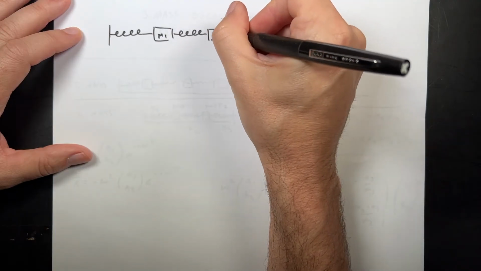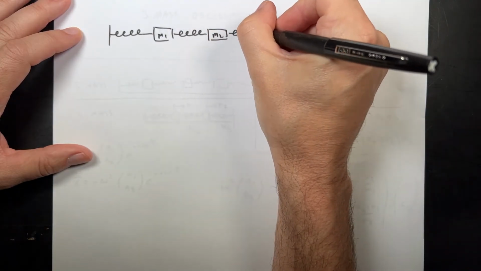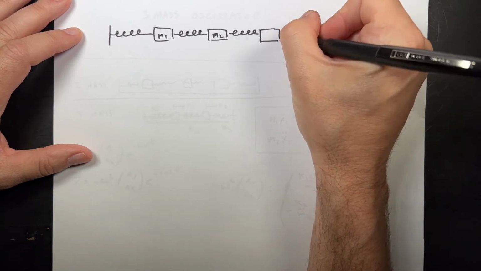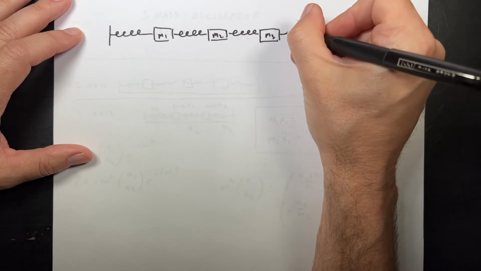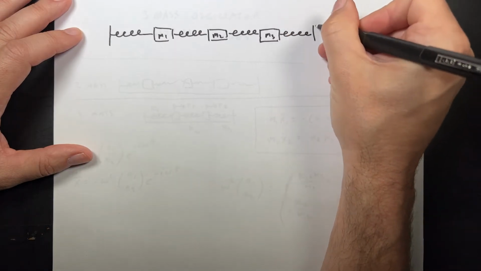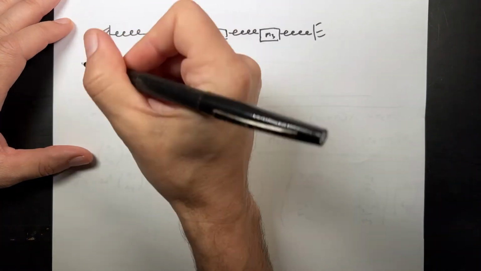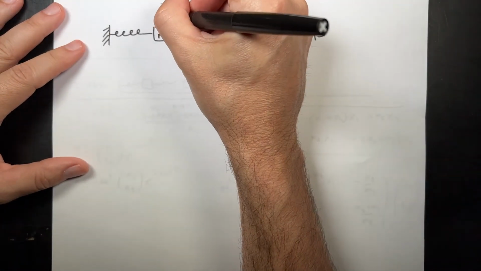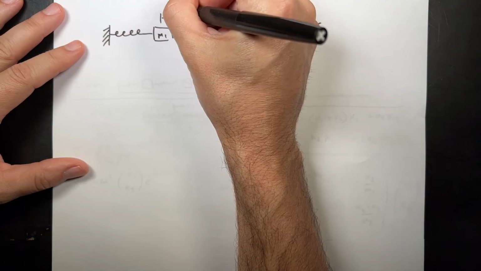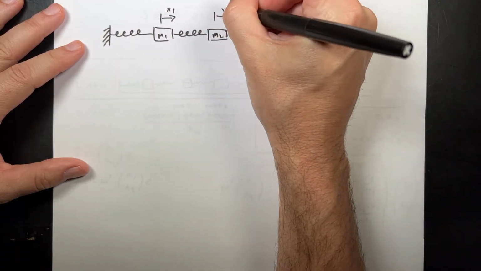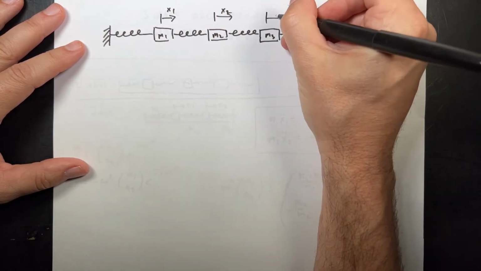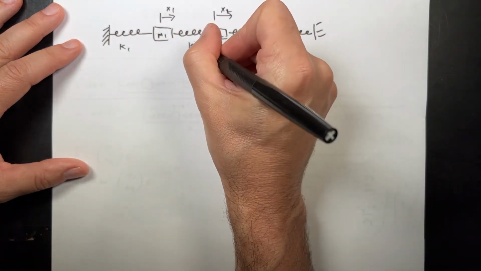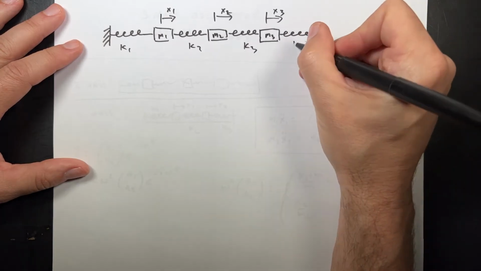Mass 2. And you have to say them when you draw them. If you don't say mass 1, mass 2, and mass 3, it's like they don't exist in the world. And just to make things as easy as possible, we define the position of mass 1 as measured from here, x1, the position of mass 2 measured from here, x2, the position for mass 3 here, x3, and these springs are going to be k1, k2, k3, k4.